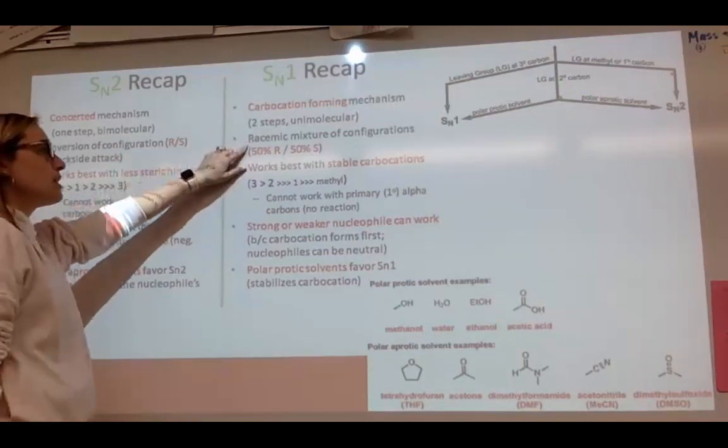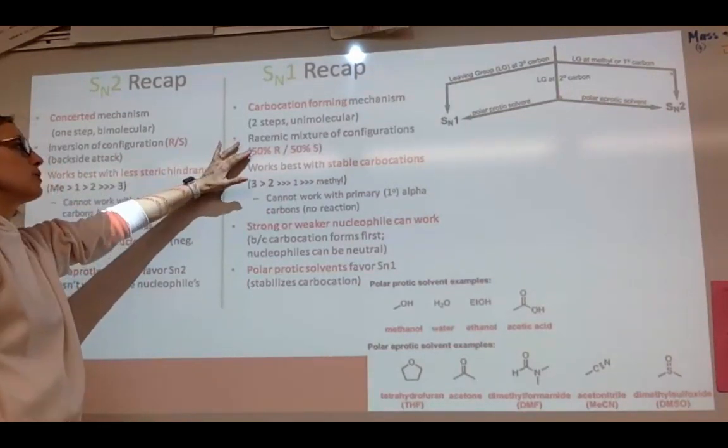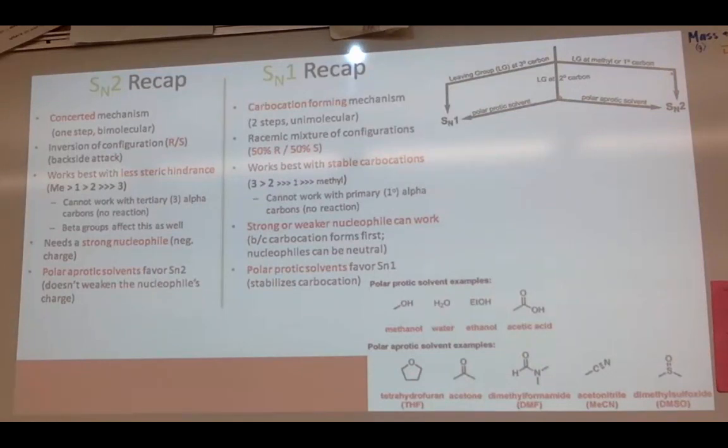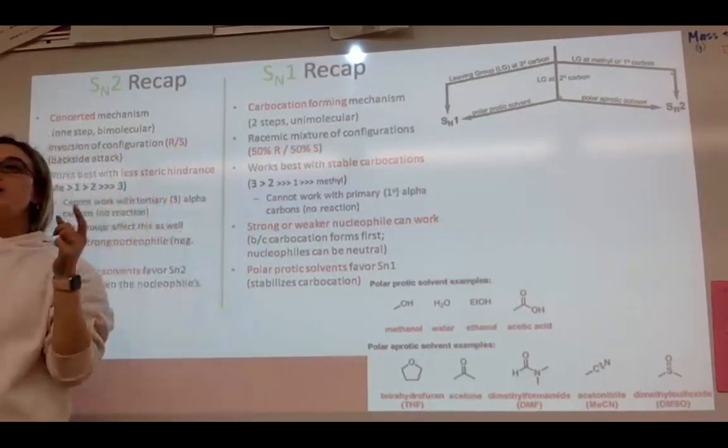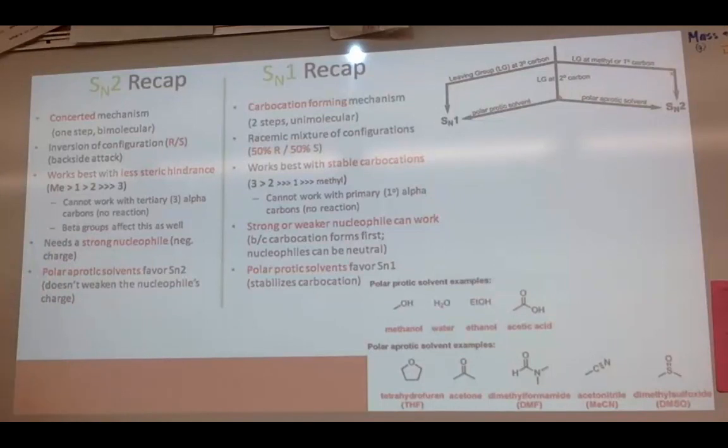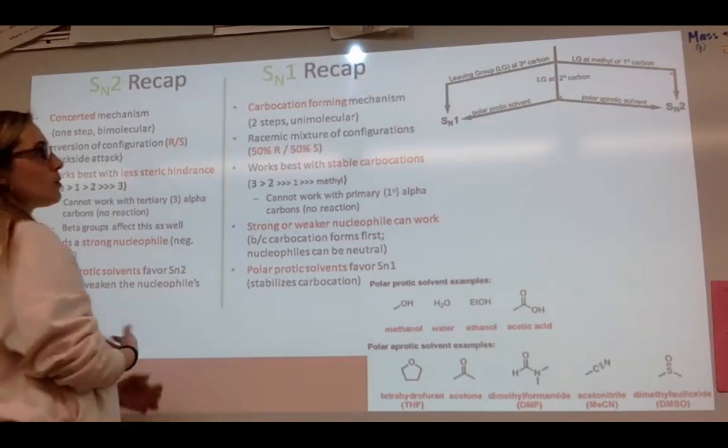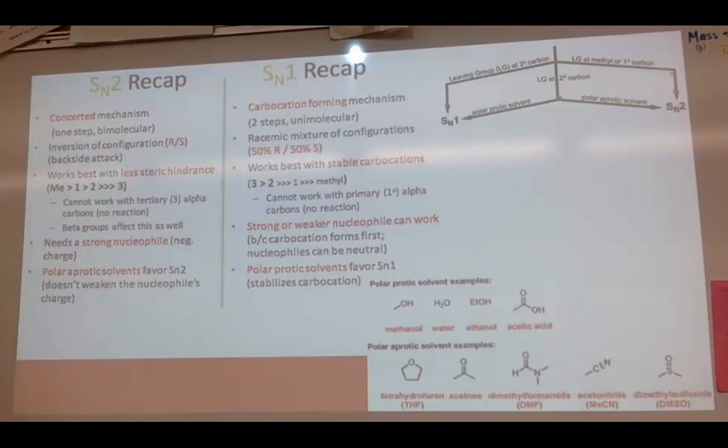Unlike SN2, in terms of the configurations, the stereochemistry, we have a racemic mixture. Means you're going to have 50% of one configuration and 50% of the other. So you might have 50% that the methyl is on a wedge, 50% that the methyl is on a dash. So you have both. You have 2 products, 2 major products. And because a carbocation forms, it works best with stable carbocations. So tertiary and secondary, it will work. Primary and methyl, we would say there's no reaction. Because those are unstable carbocations, they will not form.